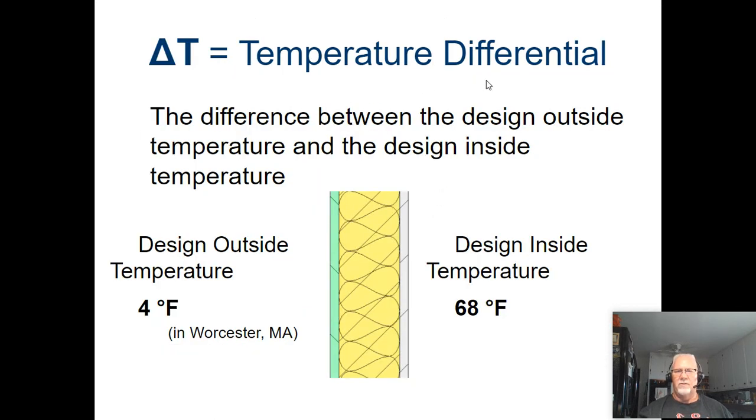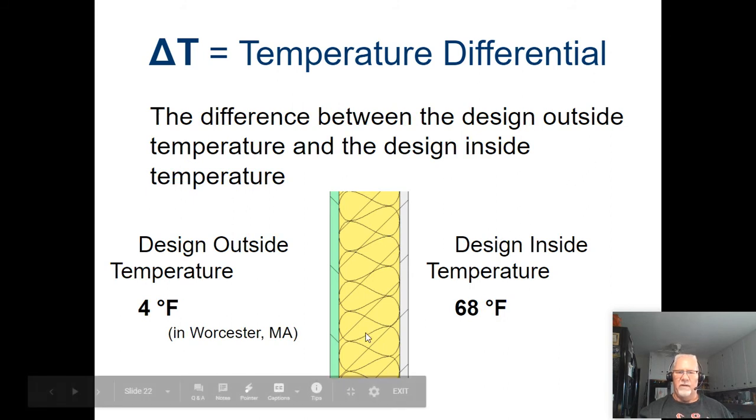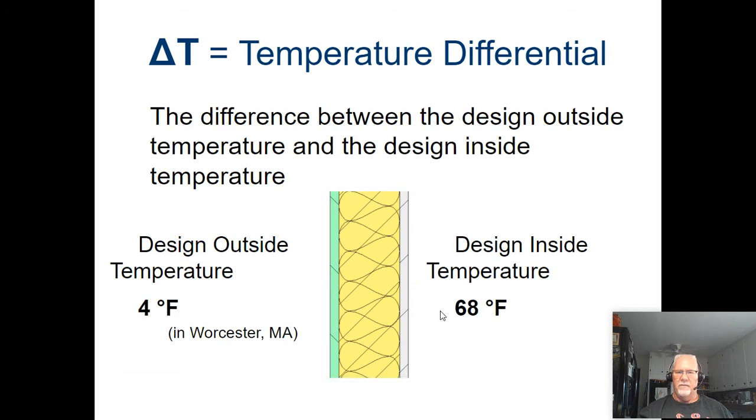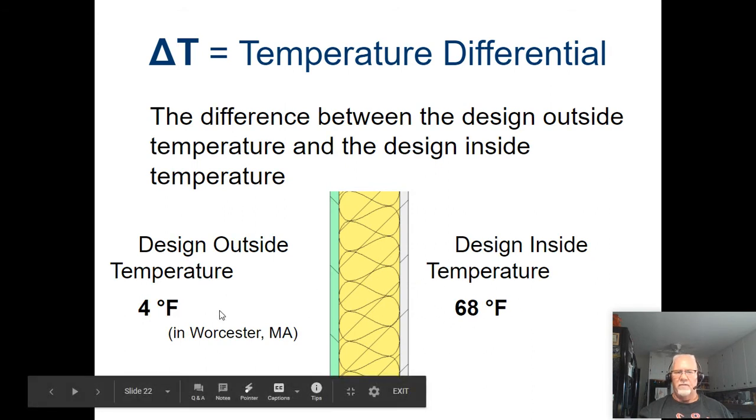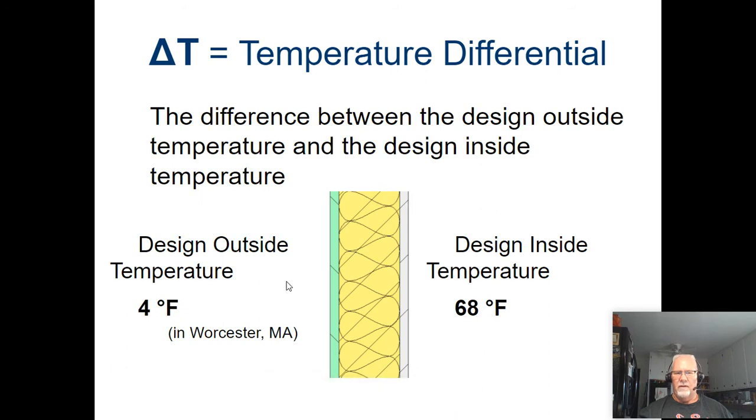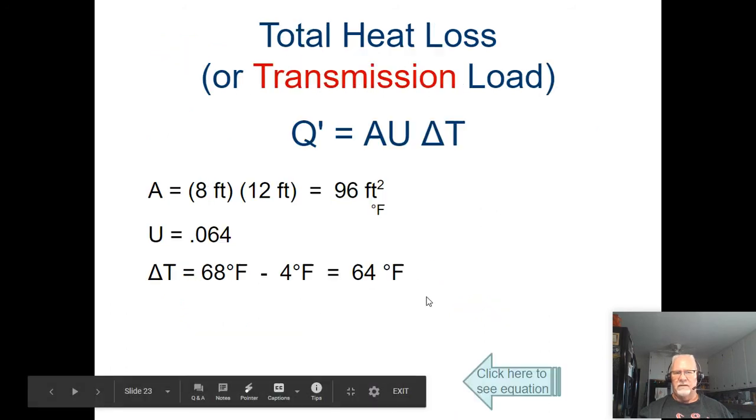So our temperature differential, our delta T, is the difference between the design outside temperature and the design inside temperature. Remember from the chart for Worcester, Massachusetts, 4 degrees is our outside design temperature. And 68 is what we use inside, which means we need to change the temperature from out here to in here, 64 degrees.